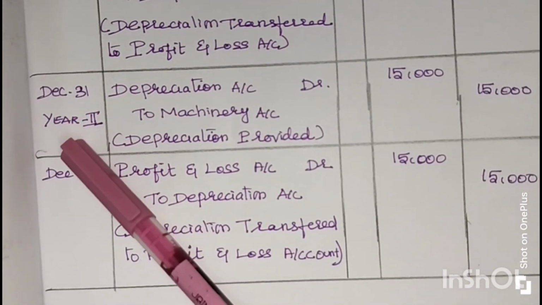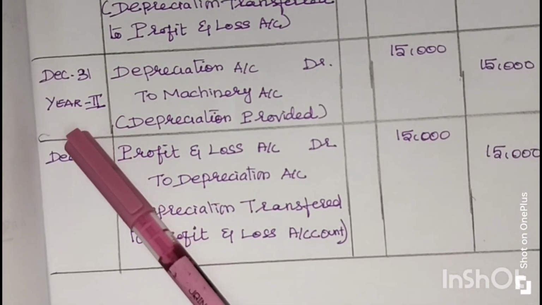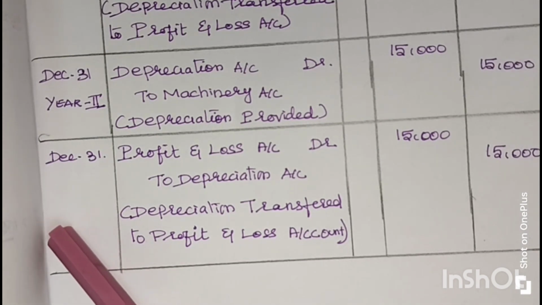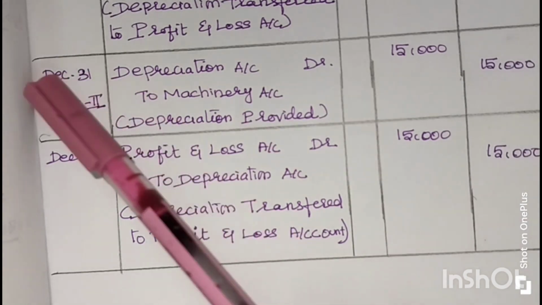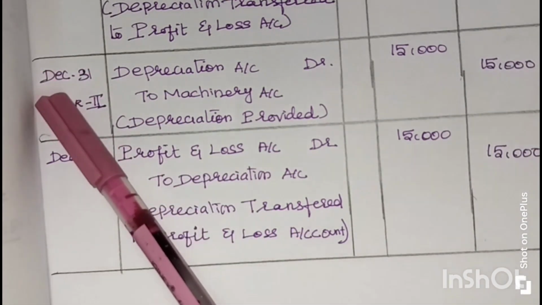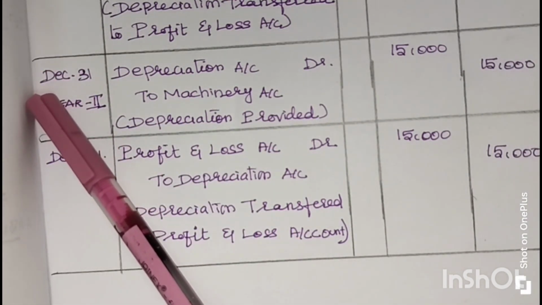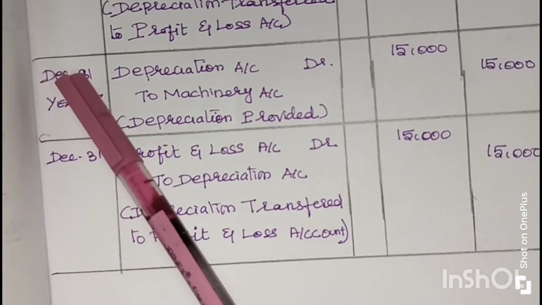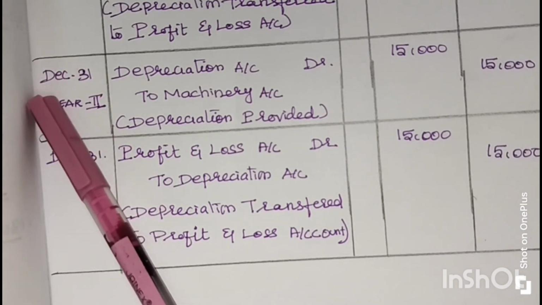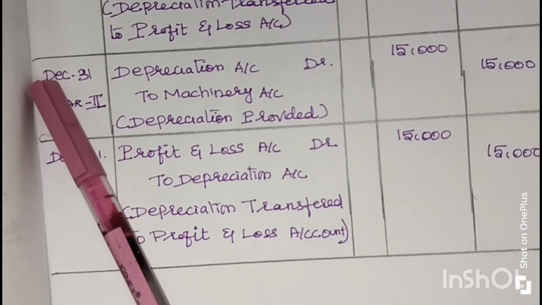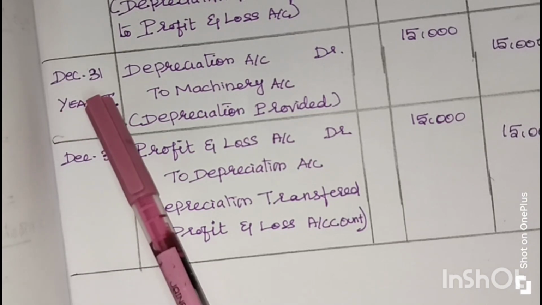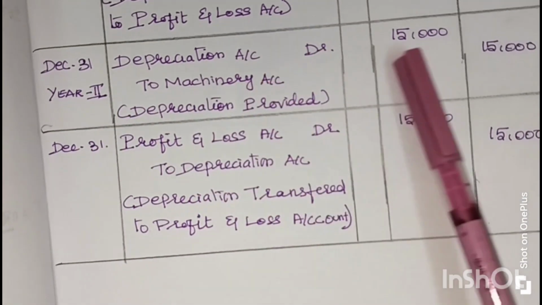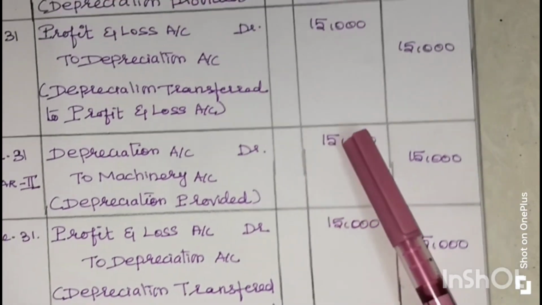Now we are going to find the second year depreciation. They ask to pass the journal entries for the first 2 years. So the second year depreciation is dated 31st December, because a company provides depreciation at the end of every year. The accounting closing given here is 31st December, so you enter 31st December 2017. Depreciation account debit to machinery account, the same amount, 15,000 rupees.